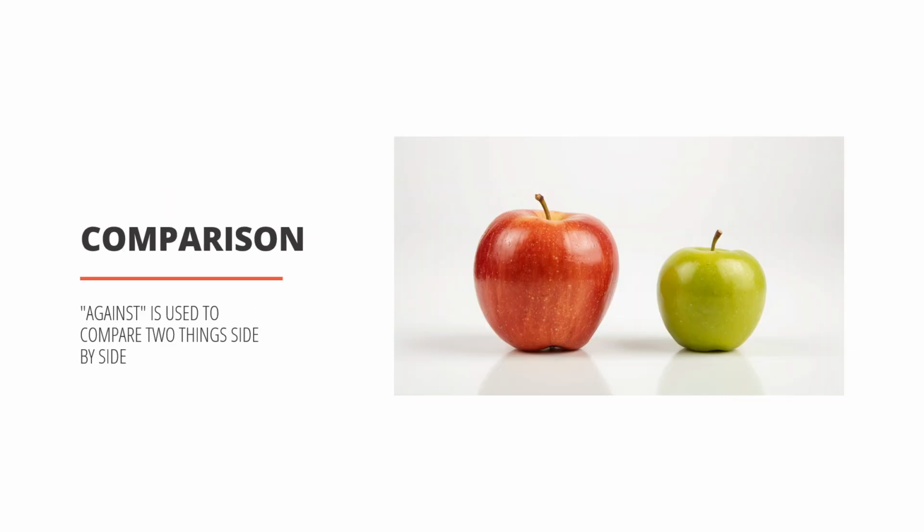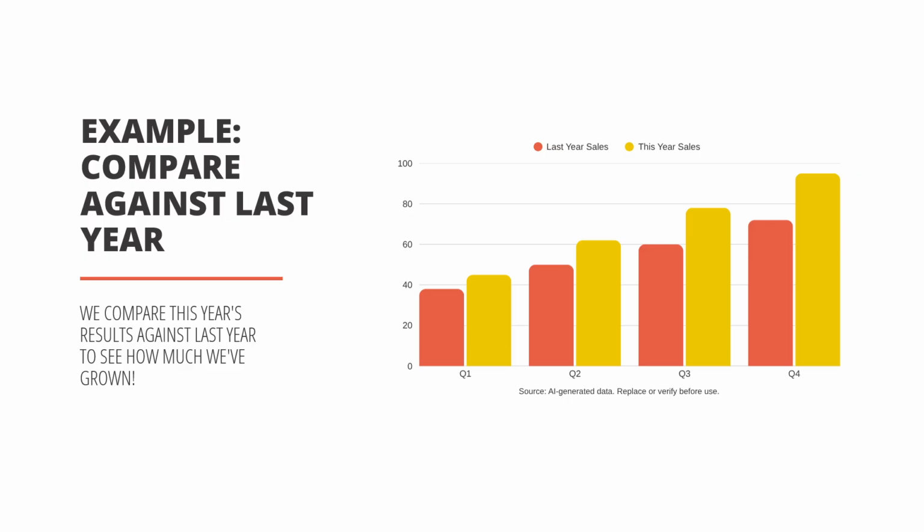We can use against when comparing things. When we compare one thing against another, we look at the differences between them. For example, compare this year against last year. We look at what changed. We see what is different now.